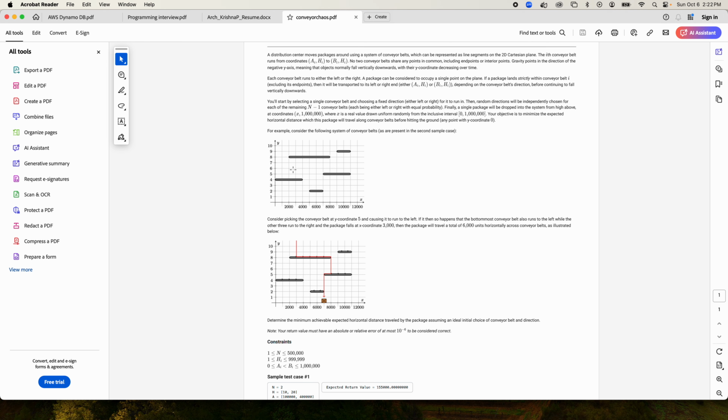The next thing is you need to calculate how much portion of each belt is open to the top directly. If a package is dropped from the top here, how much of each belt is open, so that you can calculate the probability that the package falls on this belt? In this case, the entire belt is open, so the probability of the package falling on this belt is the length of this belt divided by the 1 million points. The length of this belt is 8,000 minus 2,000, which is 6,000. So 6,000 out of 1 million.